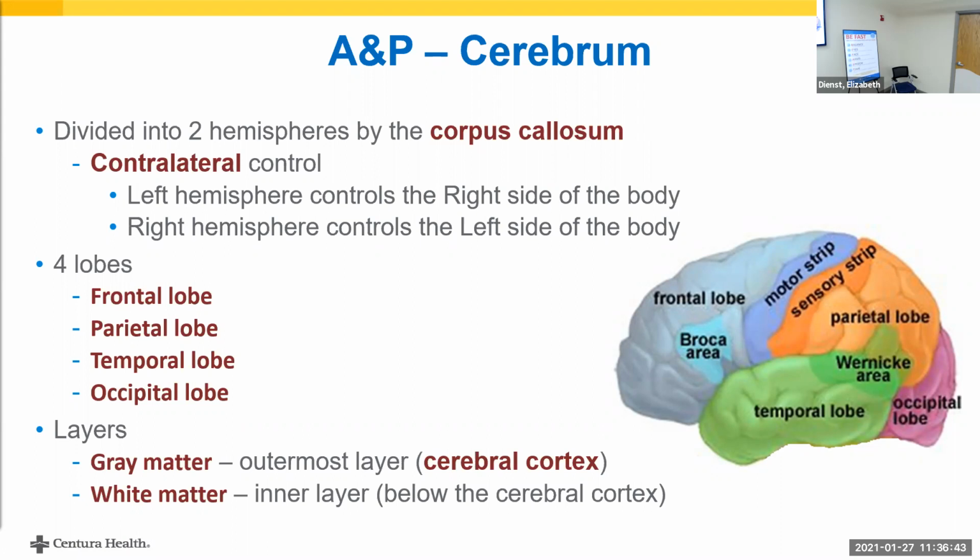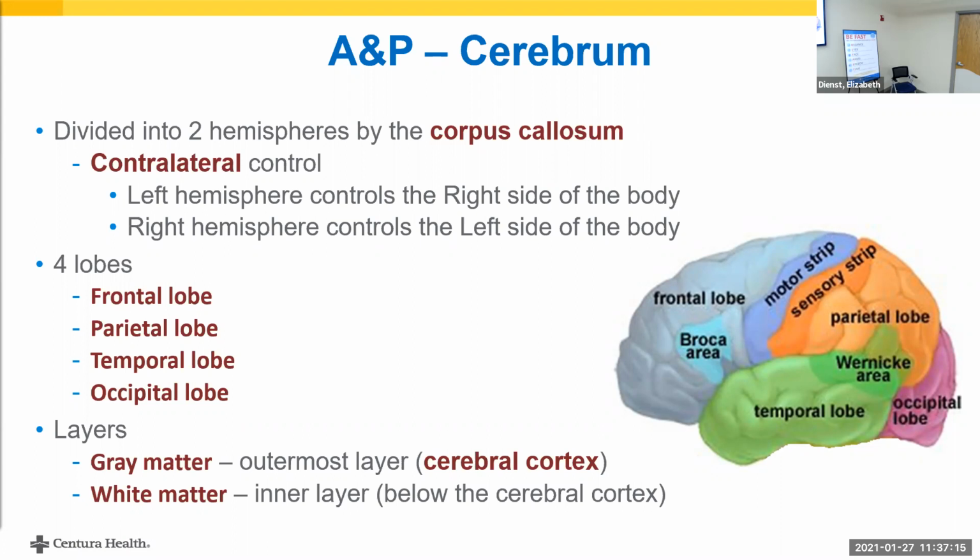Just like the heart, the brain has 4 lobes. So you can think of the frontal lobe, parietal lobe, temporal lobe, and occipital lobe, and you can kind of see them in the colors there on the brain. In the next few slides, we'll go through the function of all those lobes as well. And of course, in the layers, you have your gray and white matter. Gray matter is that outermost layer, and your white matter is that inner layer, the communicators.